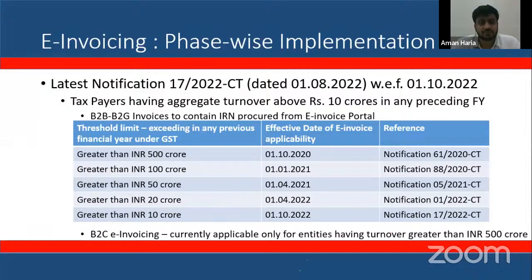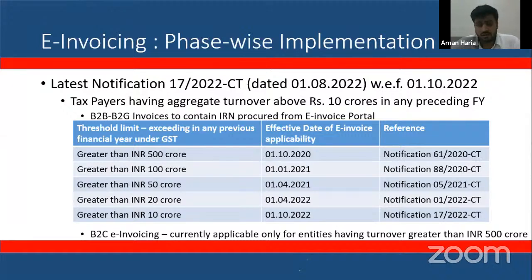Then they did it for 50 crores, then 20 crores, and now, any taxpayer having turnover of 10 crore or more in any of the previous financial years under GST, so any of the 5 years starting from July 2017, if in any year your turnover has crossed 10 crore rupees, then e-invoice provisions become applicable to you with effect from 1st October 2022.